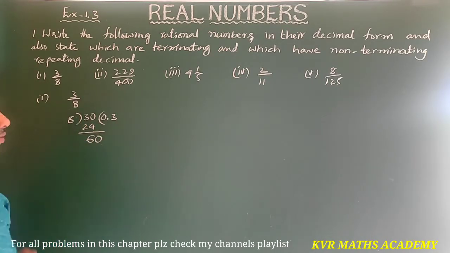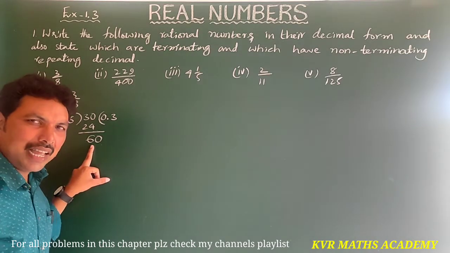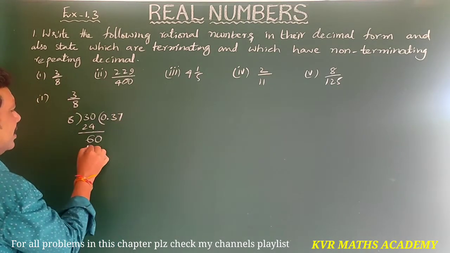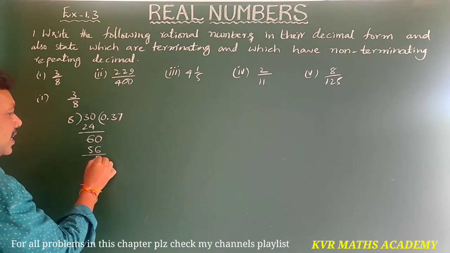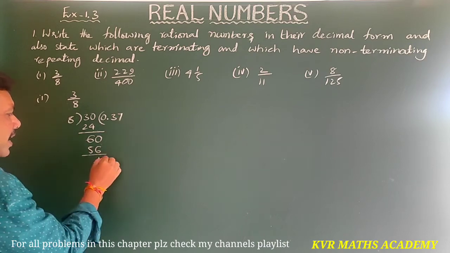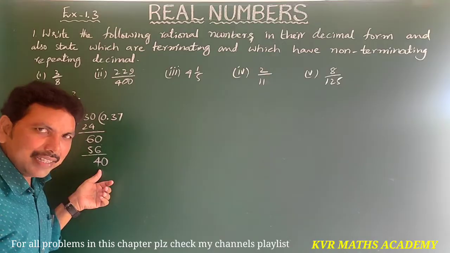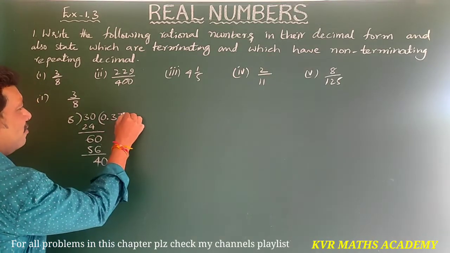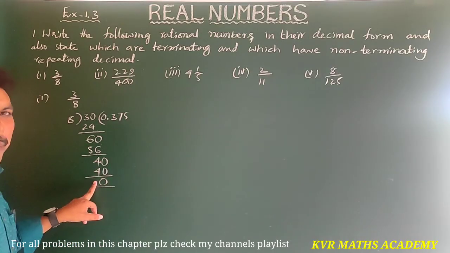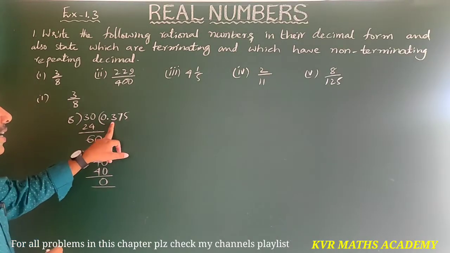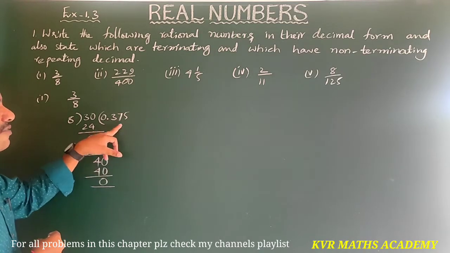Next, again keep 0 here. 8 how many times in 60? 8 7s are 56. The remainder is 60 minus 56, which is 4. Again keep 0. 8 how many times in 40? 8 5s are 40. So the remainder 0 has come, and here it stops. The quotient is 0.375.